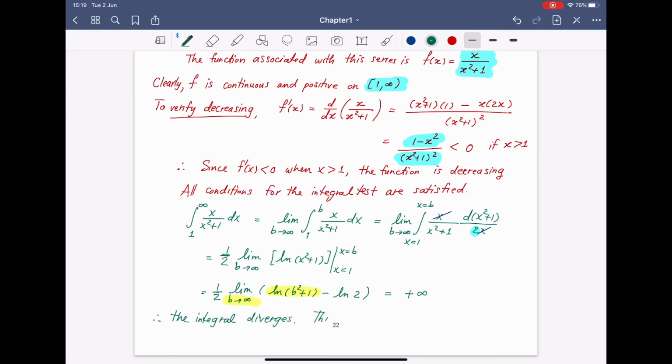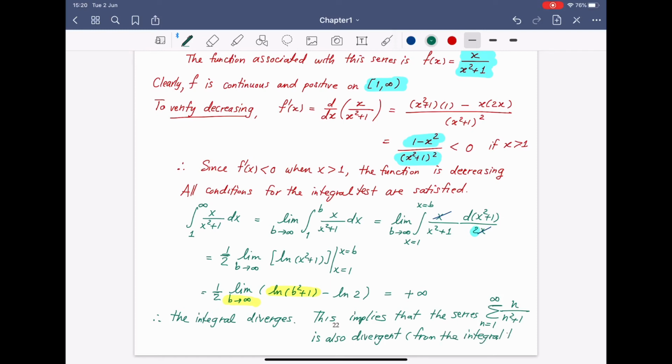Well, this implies that the series, the summation of n over n squared plus 1 with n from 1 to infinity, is also divergent from the integral test.